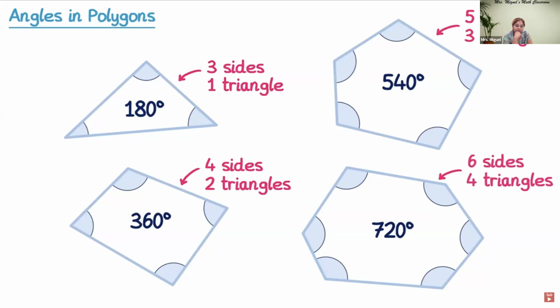Notice how the number of triangles is always 2 less than the number of sides. So for the triangle, it had 3 sides, and if you subtract 2 from this, you get 1 triangle. The quadrilateral had 4 sides, and if you subtract 2 from that, you get 2 triangles. The pentagon had 5 sides, if you subtract 2, you get 3 triangles. And the hexagon had 6 sides, and if you subtract 2, you get 4 triangles. So the number of triangles we can split a shape into is always 2 less than the number of sides it has. We can extend this now to look at shapes with any number of sides.